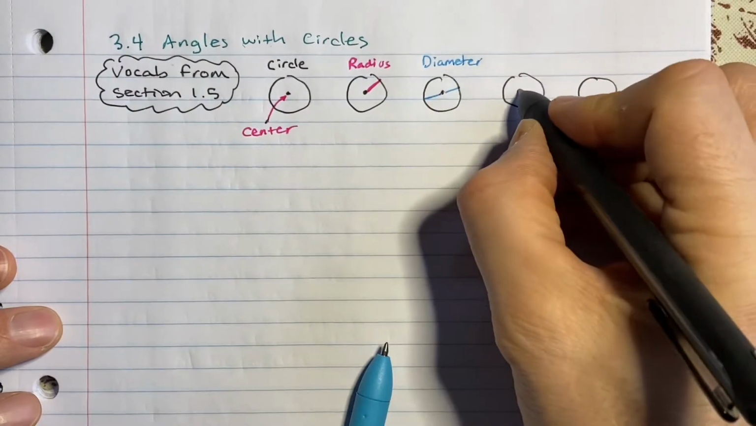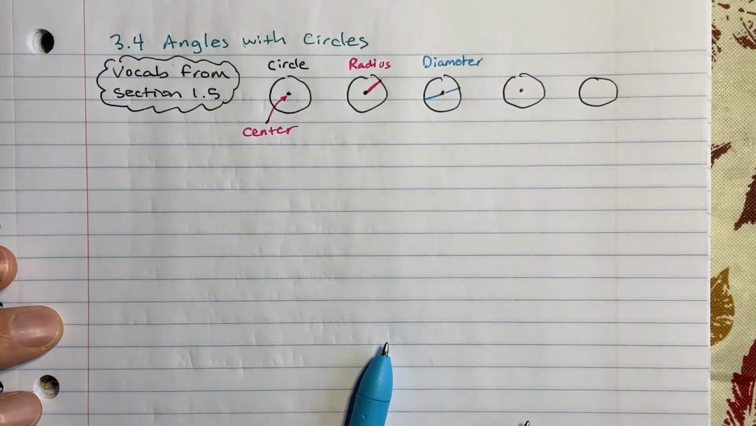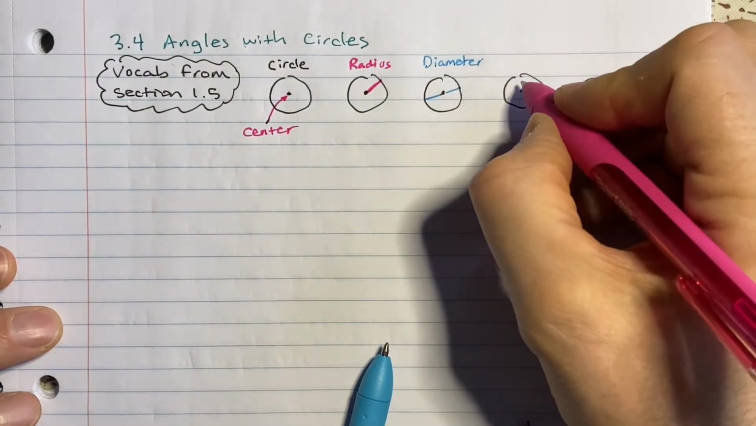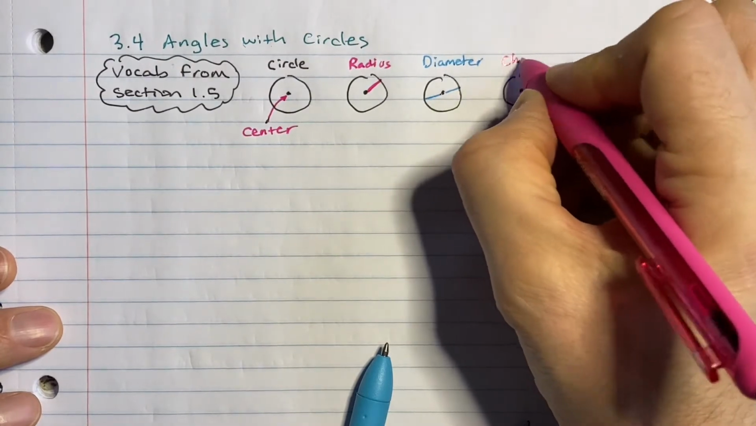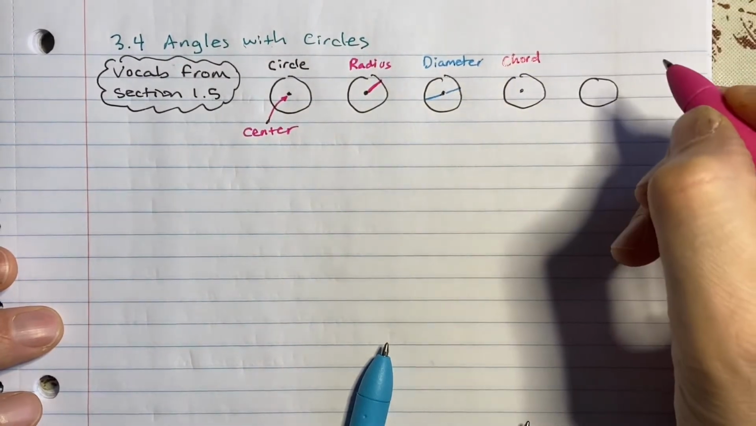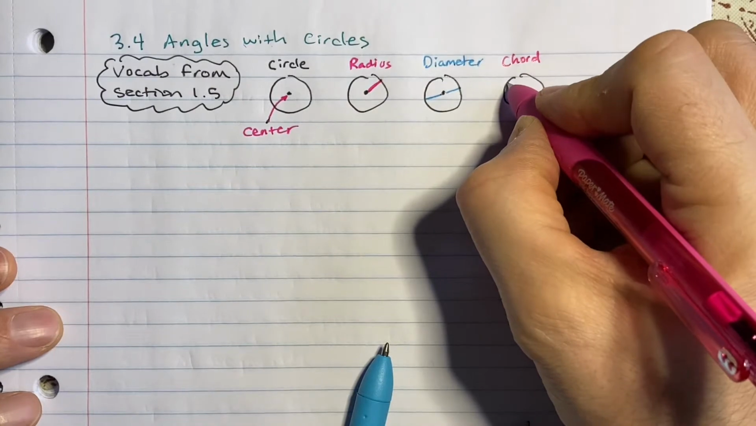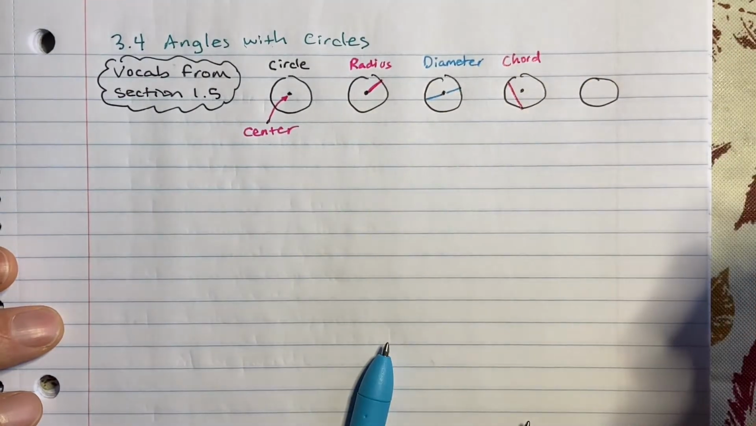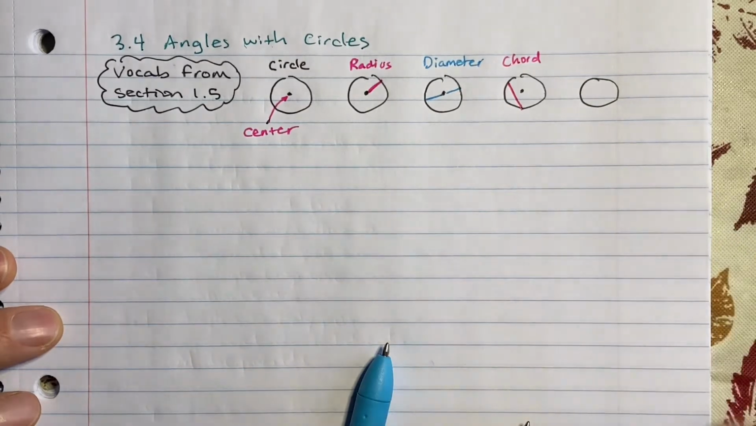In our fourth diagram, we'll have a center marked, and then this is going to be a chord on a circle, and a chord is just any segment that does not go through the center. So it touches both sides of the circle, but it doesn't go through the center.